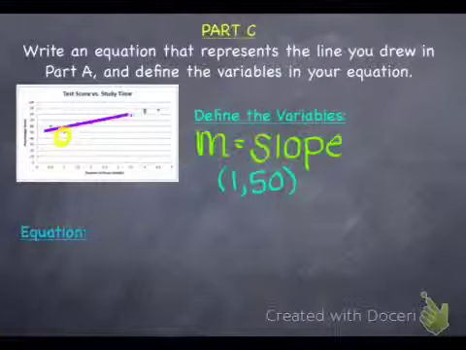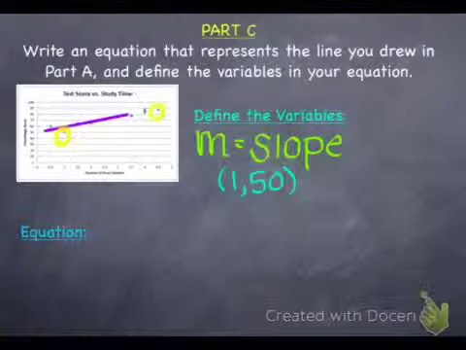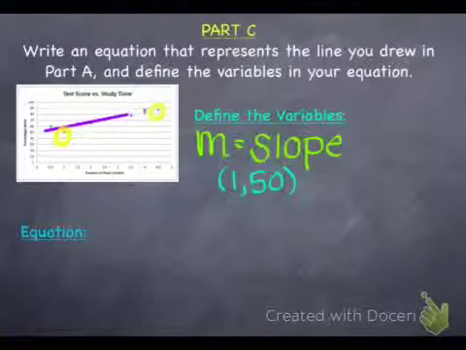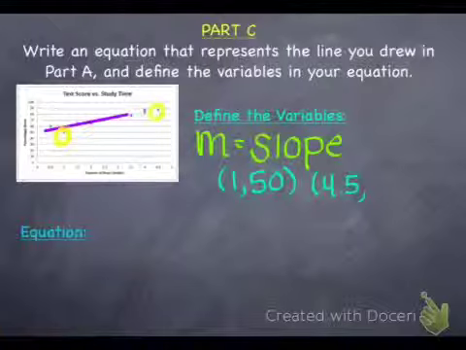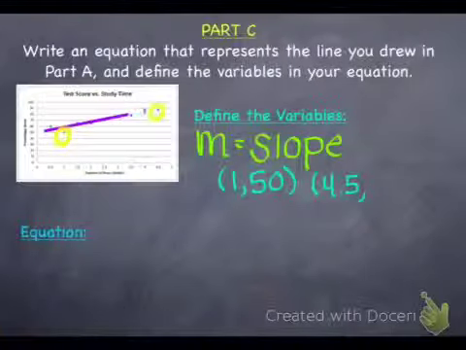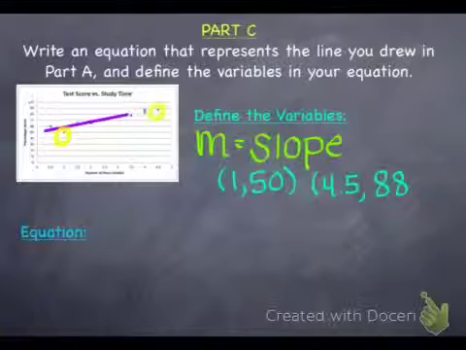Are there any on the line? Not too much. So let's do this one right here. We've got 4.5 hours studied with a score of almost 90, like an 88.